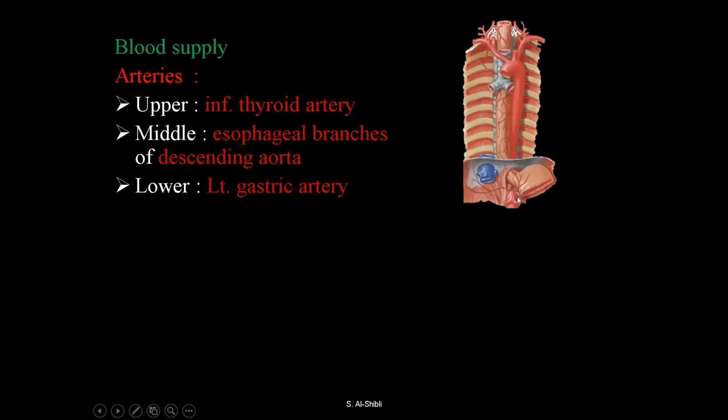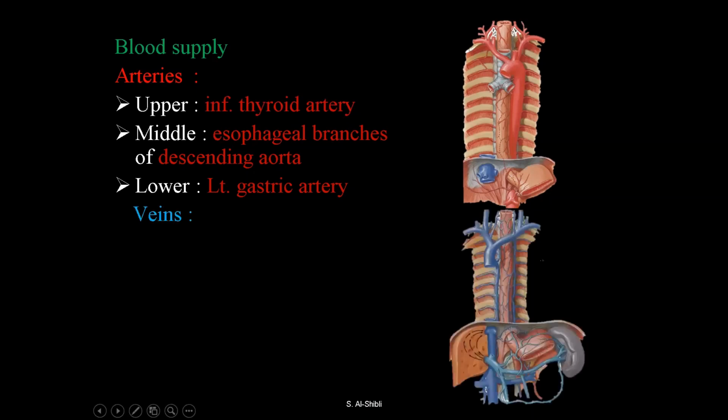The left gastric is the first branch of the celiac trunk. The left gastric branches ascend with the esophagus to reach and give blood supply to the lower part of the esophagus. Okay. The same goes for the veins.